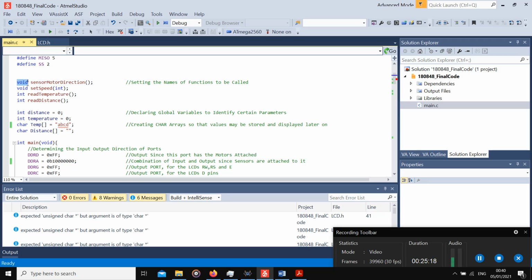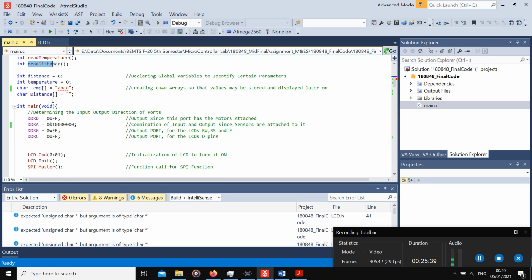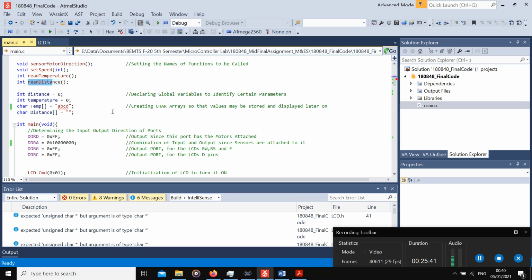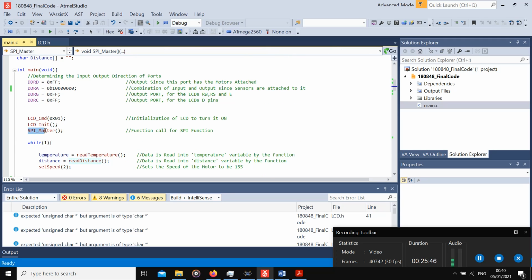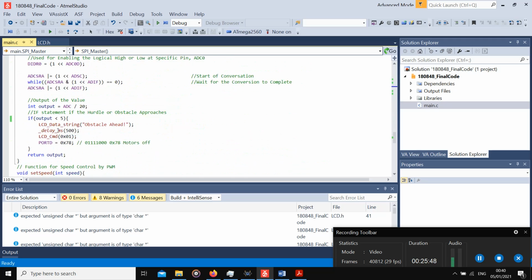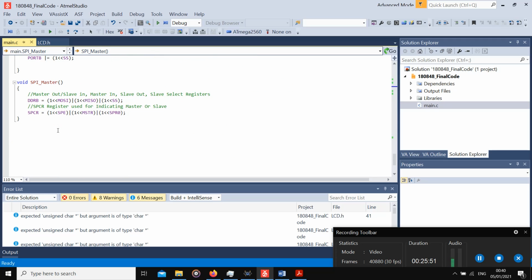Then you have the function calls over here, what functions you are going to define further ahead in your program. You have the sensor motor direction, which was our first one. You have the set speed, which is the PWM, that is the third one. Then you have the read temperature, the second task, and the read distance, that is the fourth task. Now, many of you might be wondering where the fifth task, the SPI one, is. It is selected right here. This is the SPI master, and we have its code right here at the very bottom.